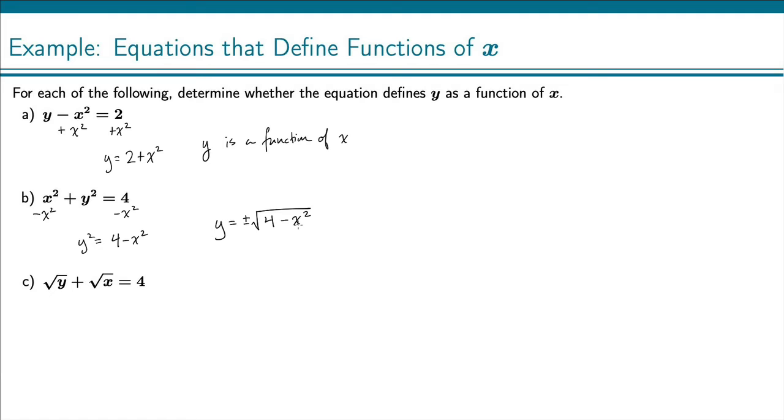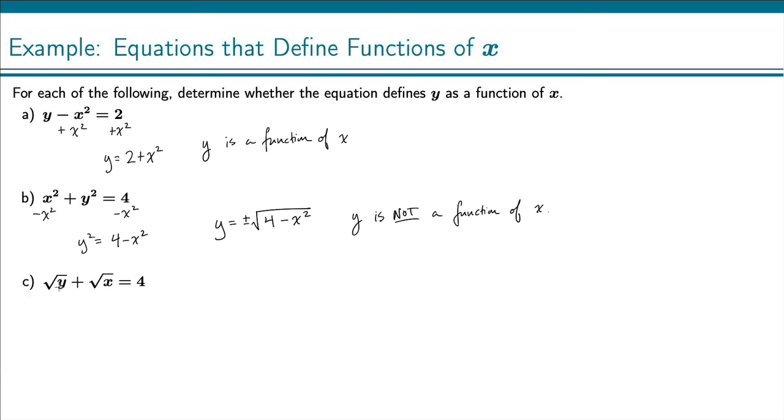For example, if you plug in x equals 0, you have plus or minus the square root of 4. Well, that's plus or minus 2. But which one is it? We don't know just by plugging in a value of x. There would be two different values. Therefore, this y is not a function of x.